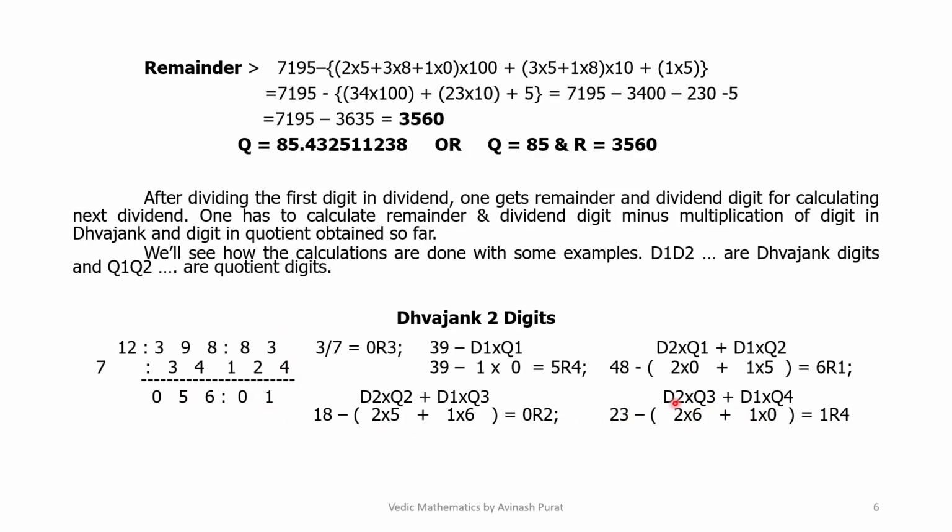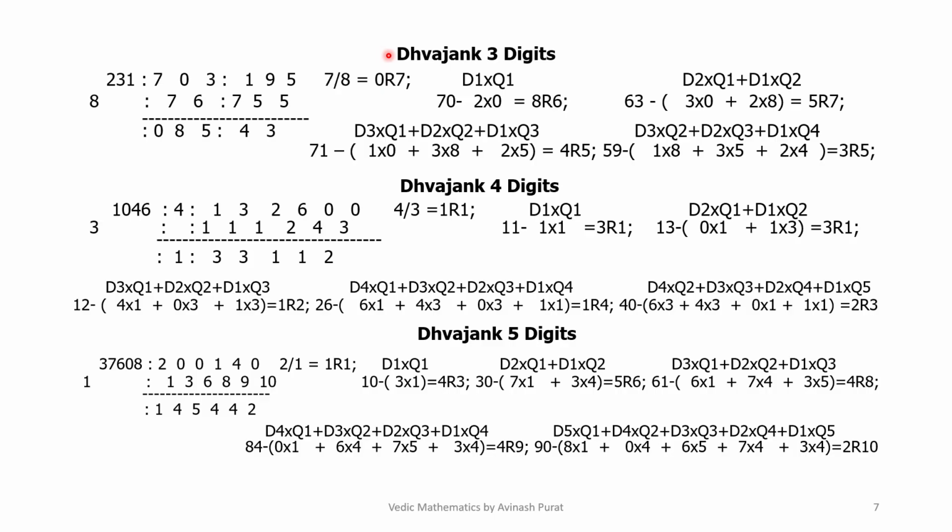So next dividend is 23. 23 minus we take D2 into Q3 plus D1 into Q4. So 23 minus 2 into 6 plus 1 into 0 equal to 1 is quotient and remainder is 4. Now Dhvajanka 3 digits. 703195 divided by 8231. 8 is first divisor, 231 is 3 digits Dhvajanka.